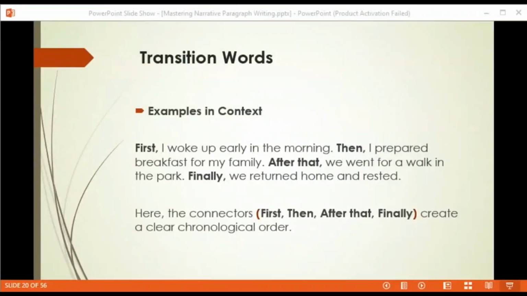First, I woke up early in the morning. Then, I prepared breakfast for my family. After that, we went for a walk in the park. Finally, we returned home and rested. Here, the connectors are first, then, after that, finally, create a clear chronological order. Next slide, please.